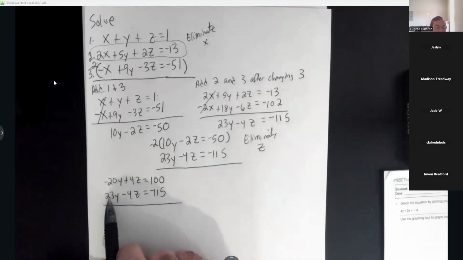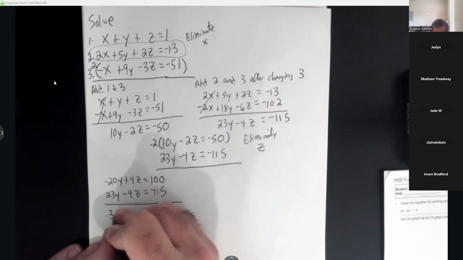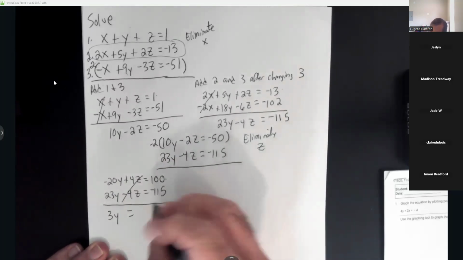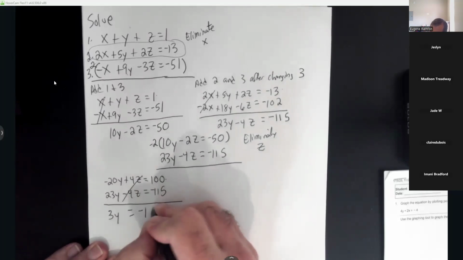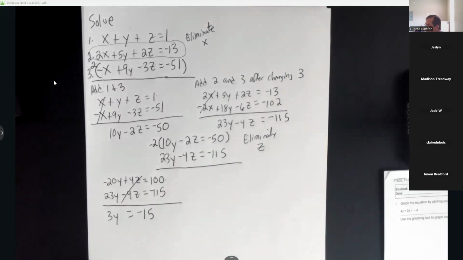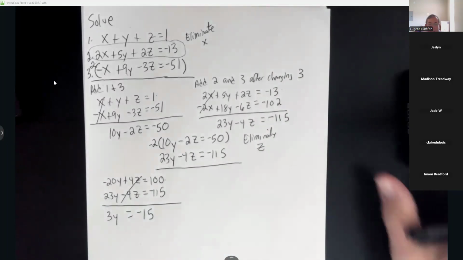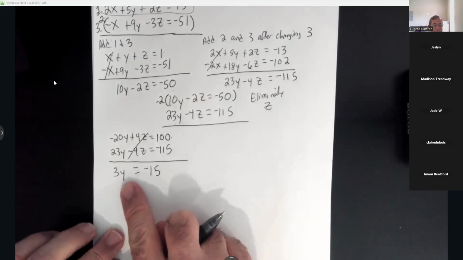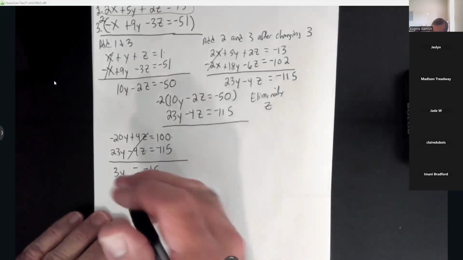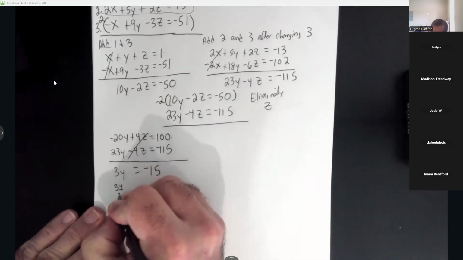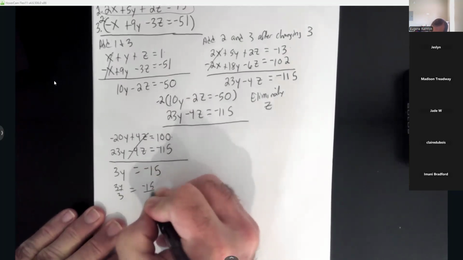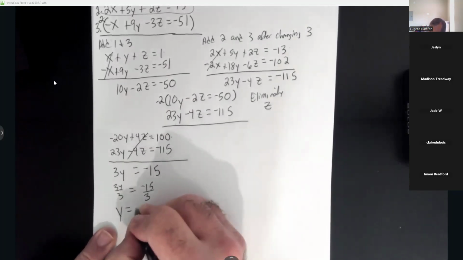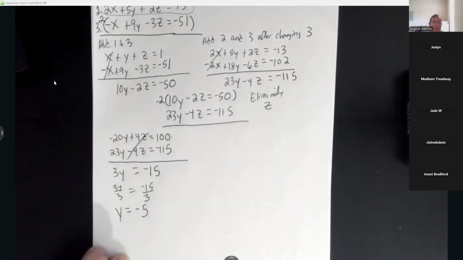All right, y'all. -20 and 23 give you 3y. The z's cancel. 100 and -115 give you -15. So look at that. I've got it down to one variable. So I'm going to divide both sides by 3, and I know what my y equals. So that cancels, and y is now -15 divided by 3, which is -5.